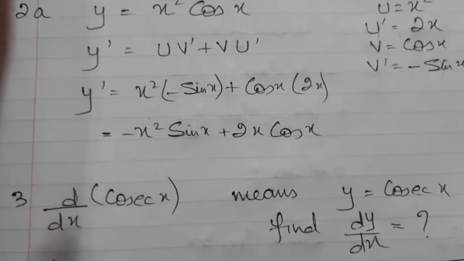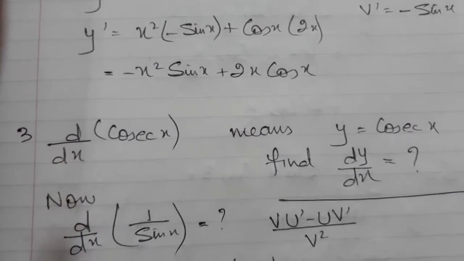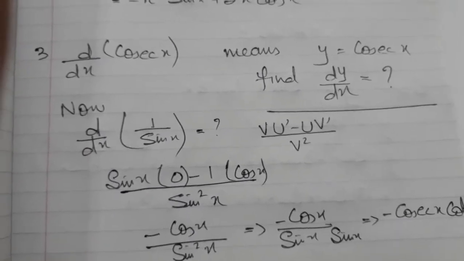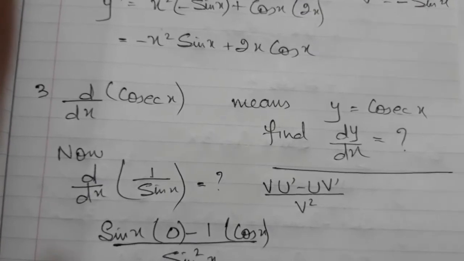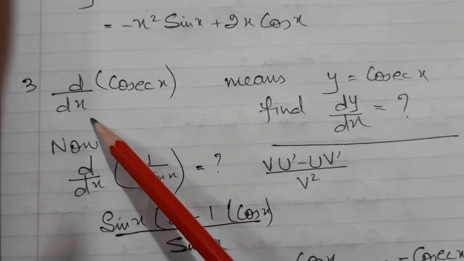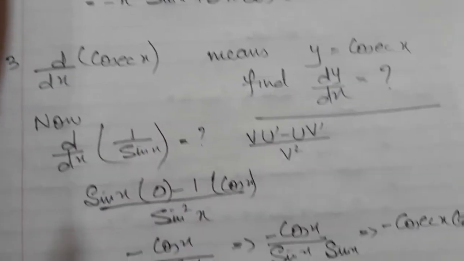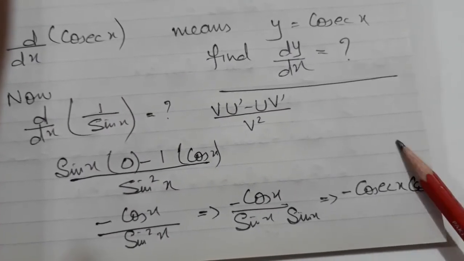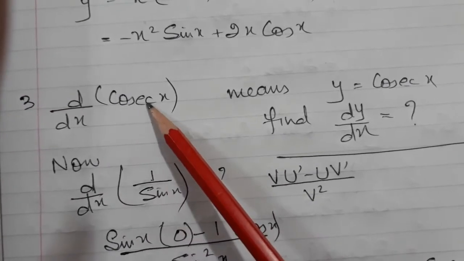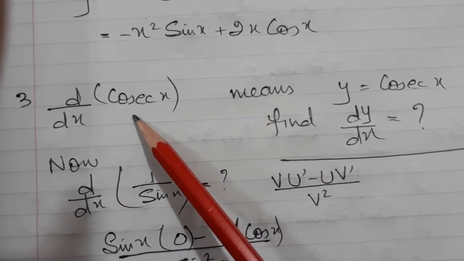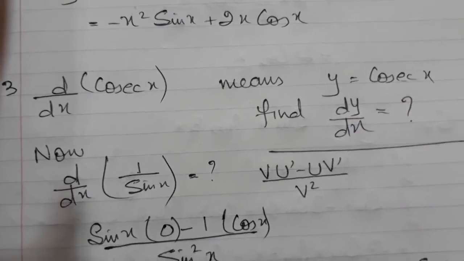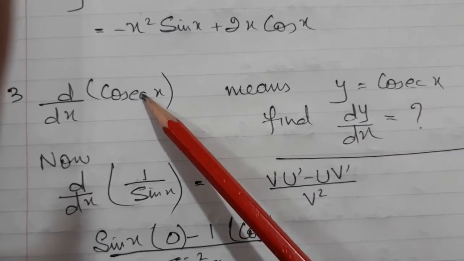Now let's see another example. Another question from exercise 18.1. This is question number 3 in which you have to show something. So now the question is saying that show that the differentiation of cosec x is equal to this thing. Right? So let's see. The differentiation of cosec x means, if I want to rewrite it, I can say y is equals to cosec x and find dy over dx. So this has same meaning as this.